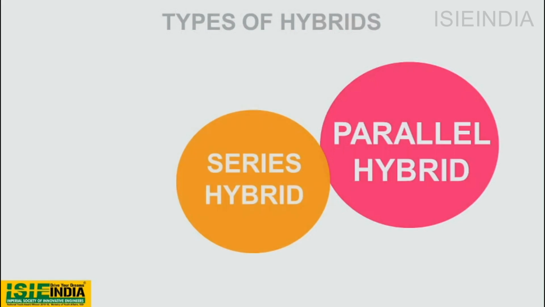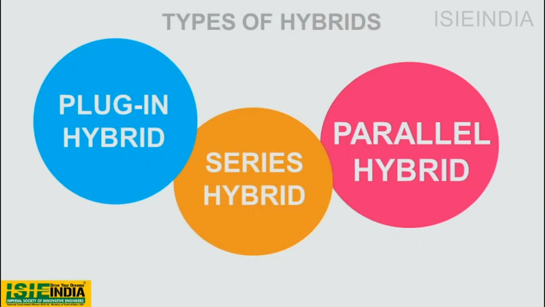Now coming over to the types of hybrid, they can be categorized majorly into three types: parallel hybrid, series hybrid, and plug-in hybrid. We will be discussing the types of hybrid in our further lecture.